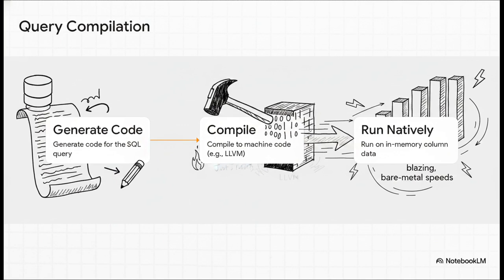Step 2, it takes that generated code and compiles it down to raw machine code, often leveraging existing compiler frameworks like LLVM. By the way, this is incredibly similar to the just-in-time, or JIT, compilation approach used in the Java virtual machine. Finally, step 3, it runs this native machine code directly on the column-encoded data that's already been loaded into memory. By compiling the query, the database just completely bypasses the clunky interpreter. The hard-coded data types and conditions allow the raw machine code to become this super tight loop, iterating over in-memory columns at absolute bare metal speeds.